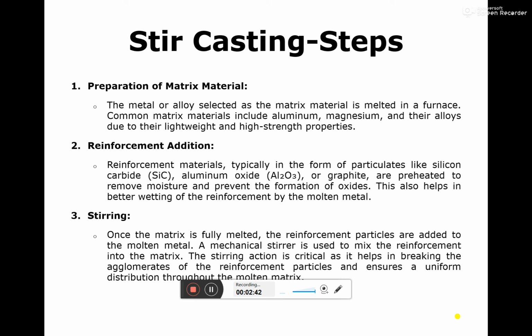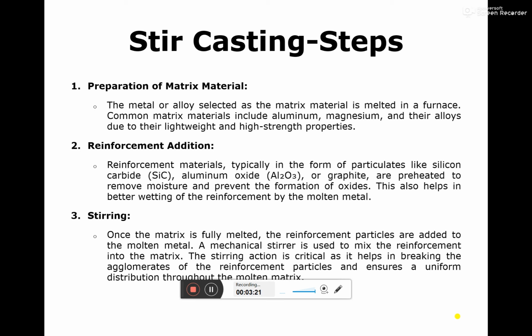The first step is the preparation of the matrix material. Depending upon the requirement, we have to choose the matrix material. That matrix material may be aluminum, magnesium, and different alloys of aluminum and magnesium, or other metals, chosen based on their mechanical properties, strength properties, lightweight, and other criteria. Based on that, you will select the appropriate matrix material.